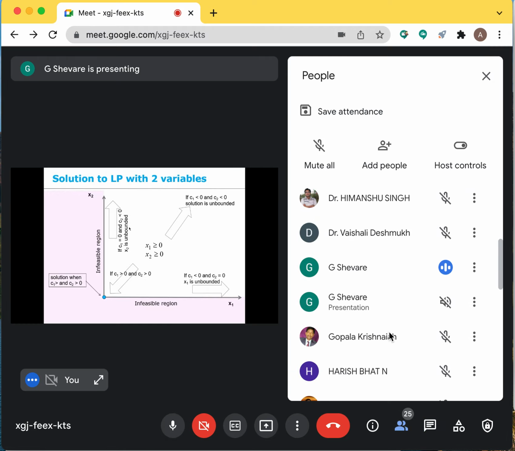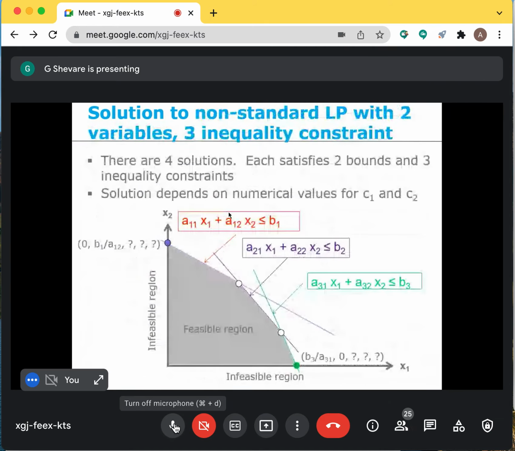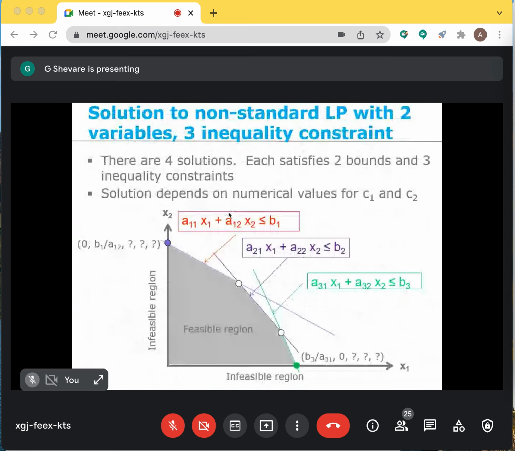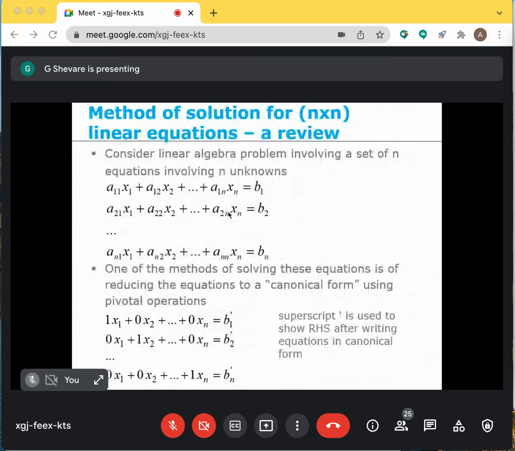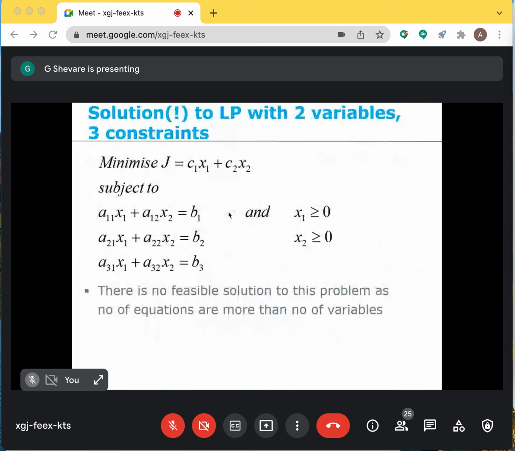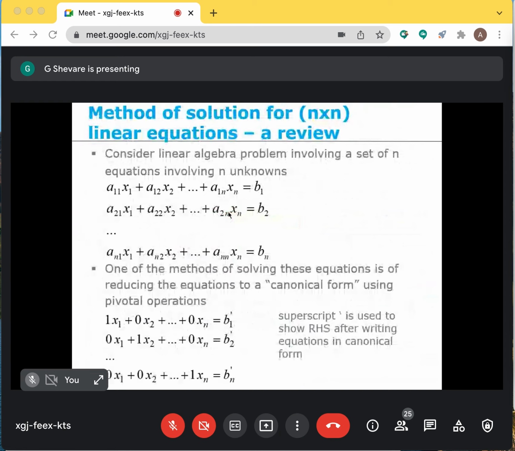Okay. So let us now go to how to solve this problem. Here it is. Okay. So the linear programming problem: method of solving linear programming.